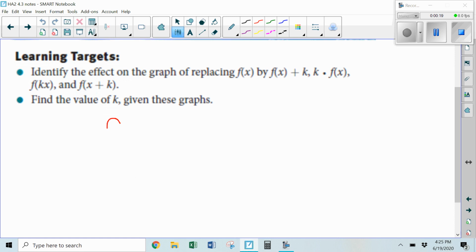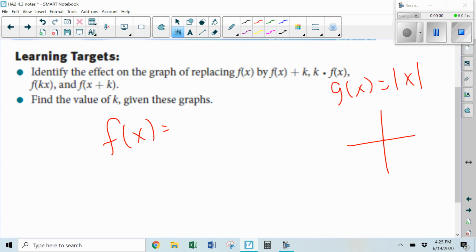Let's say I give you this function. F of x equals, we'll call g of x the parent function, which is this. If you remember, it looks like a V. If you forget, you can always plug in points and plot them. Let's say I have this parent function. Here's what's happening, and it does need to go in a specific order.